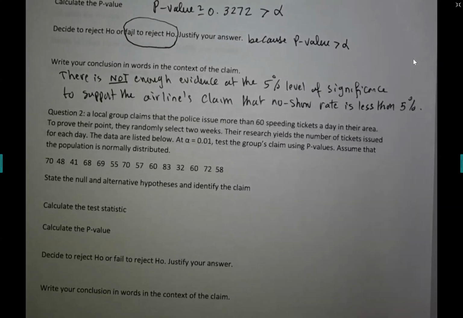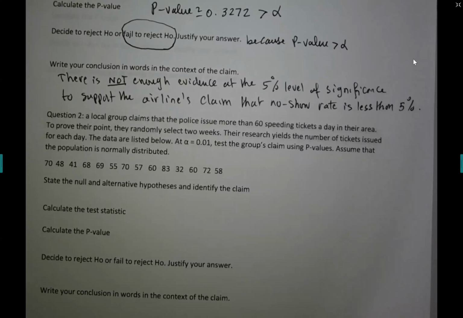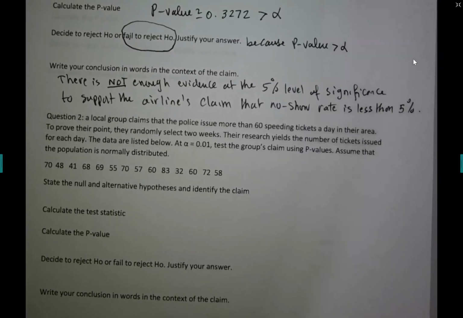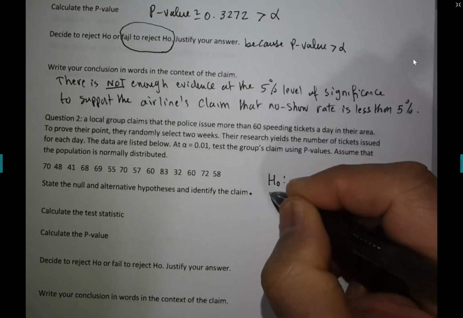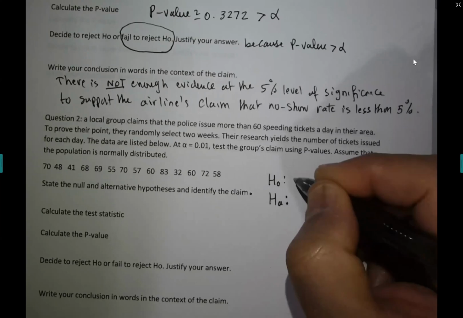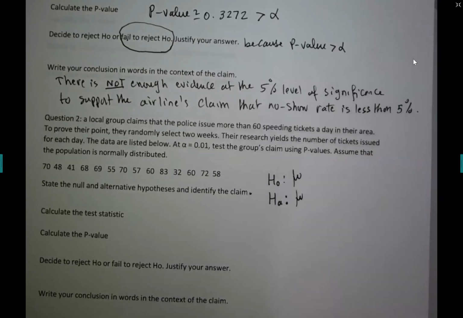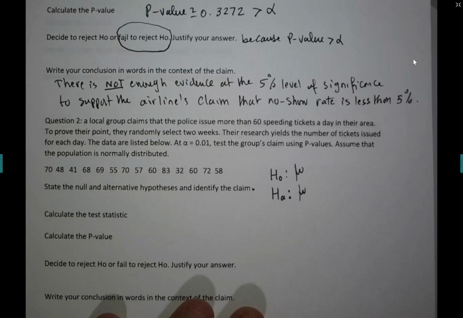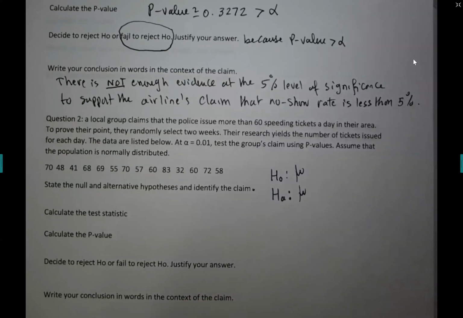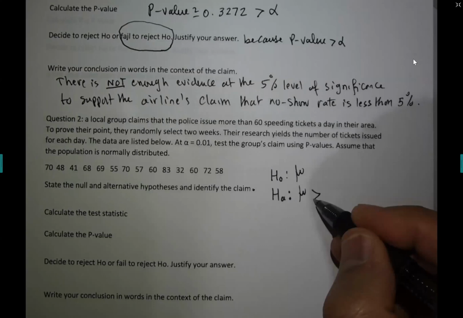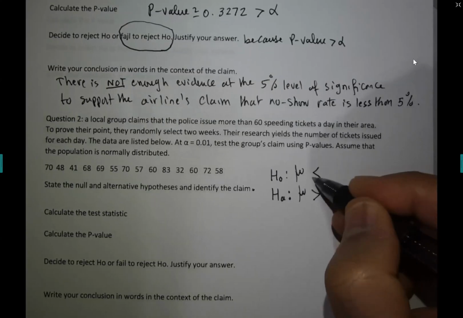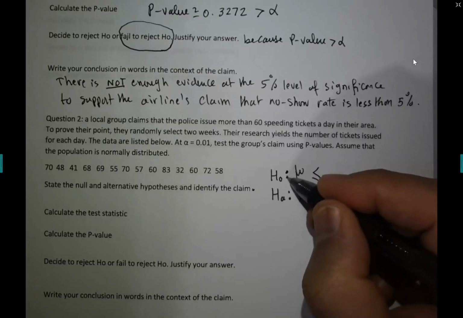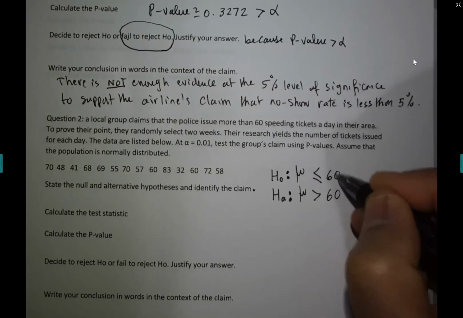A local group claims that the police issue more than 60 speeding tickets a day in their area. Okay, can you tell, guys? From there, you should be able to tell what H0 and HA are. If it is a number, it can't be a proportion. Proportion is a percent. So what would be HA, guys? Greater than 60? That's the claim. And then H0 is less than or equal to 60. Exactly. Don't forget the equal sign here, guys.